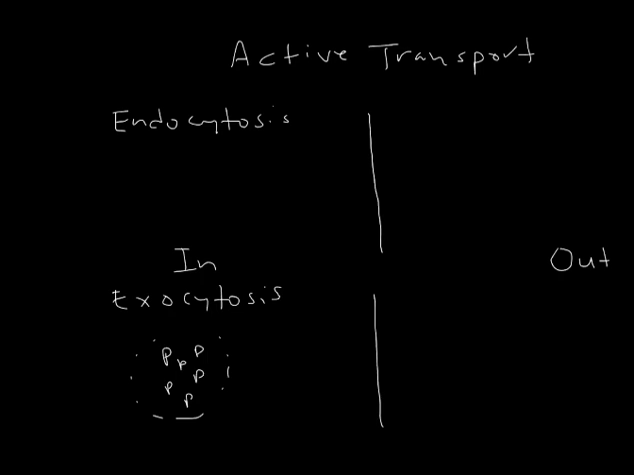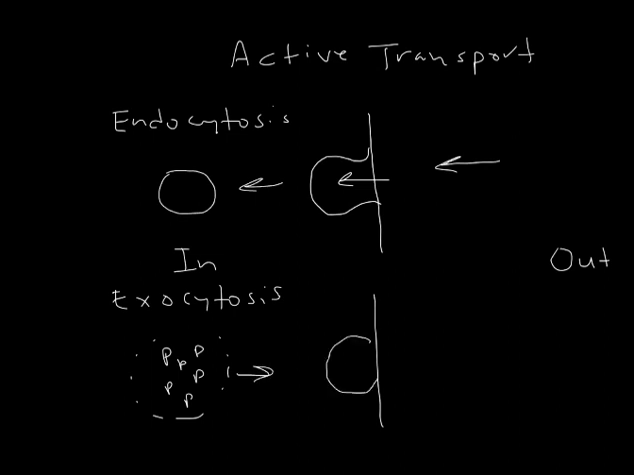Two other processes of active transport would be endocytosis and exocytosis, where in endocytosis substances move from outside the cell into the cell, and in exocytosis substances move from in the cell out of the cell. This is an example of hormones being released from a cell, or digestive enzymes, or other processes that require energy to move large substances across a membrane.